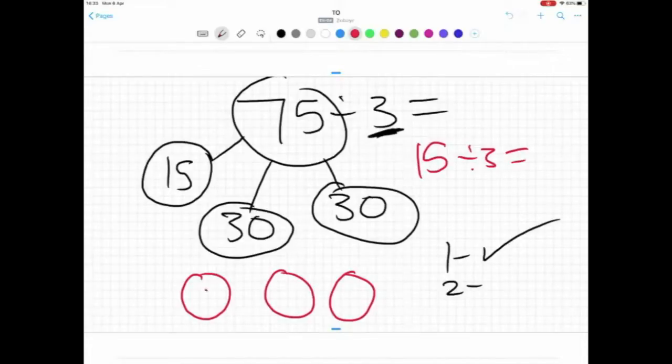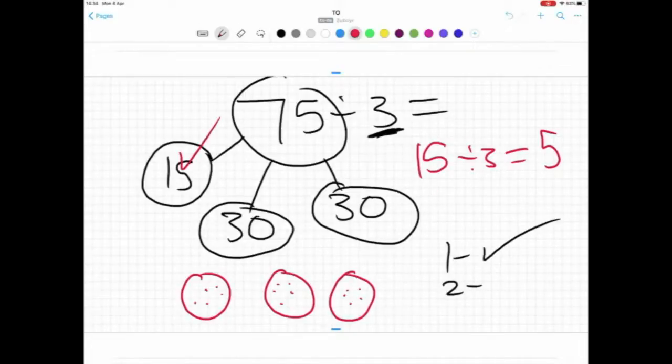So I'm going to go 1, 2, 3, 4, 5, 6, 7, 8, 9, 10, 11, 12, 13, 14, 15. So I know that there are 1, 2, 3, 4, 5 in each group. 3, 6, 9, 12, 15. 5 times 3 equals 15. I've done that one. Let's stick it.